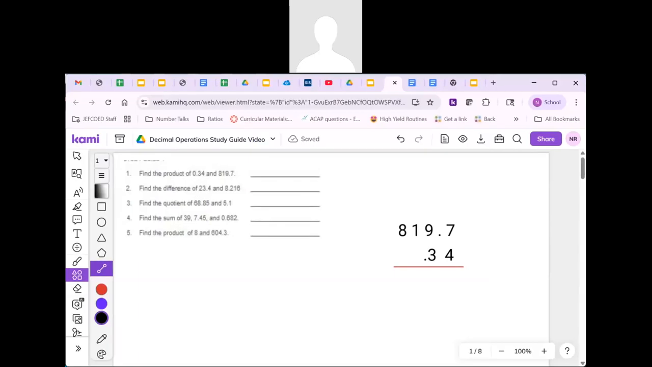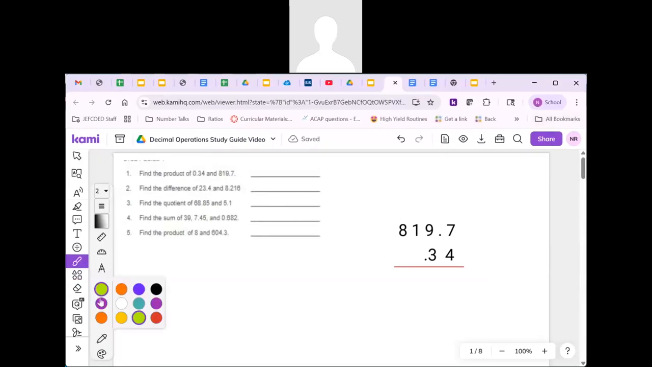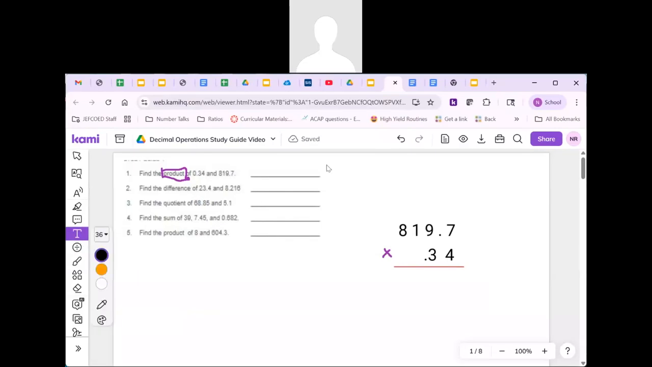Okay, so for this first problem, I am doing multiplication, and I know that because it says product. And product means the answer to a multiplication equation. So I'm going to put my X right here because this is multiplication. When I am multiplying, I do not, do not line up the decimals.